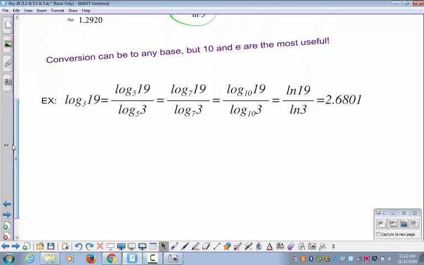Okay, so just an example, we put the 19 in the top, the 3 in the bottom, and pick whatever base we want. And they all will give you the same exact ratio. Again, this one's the most common. You have to convert to a base, convert to natural log.